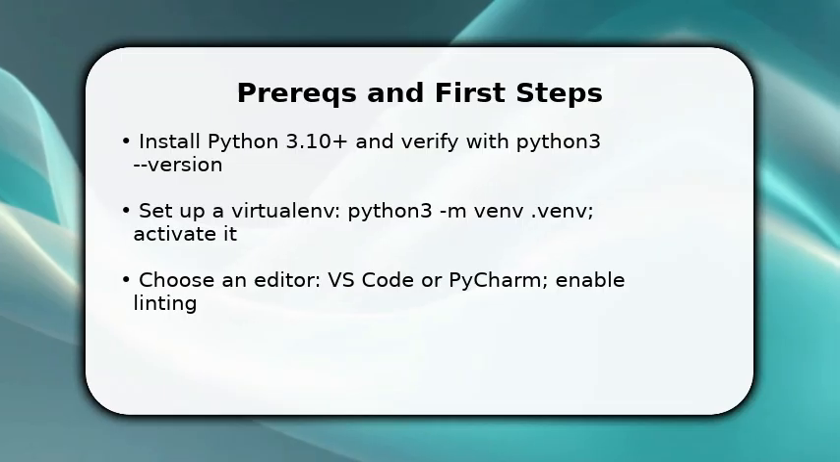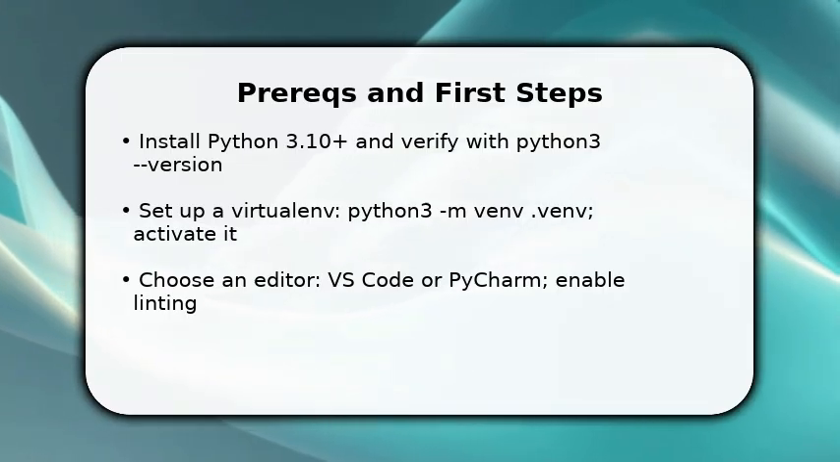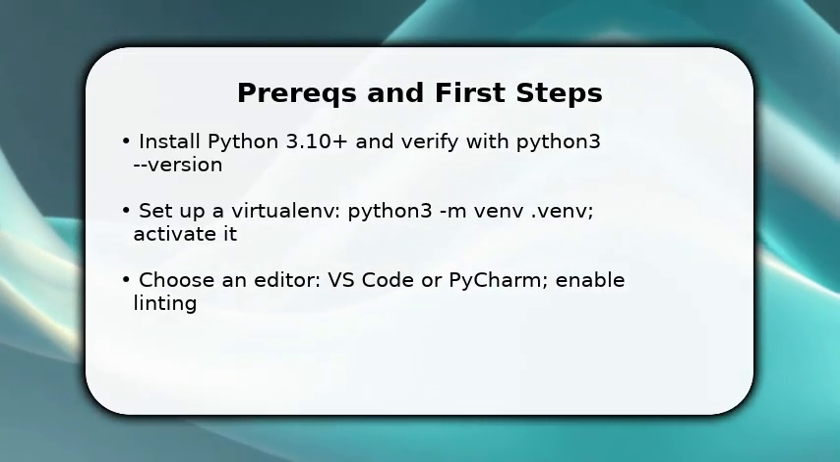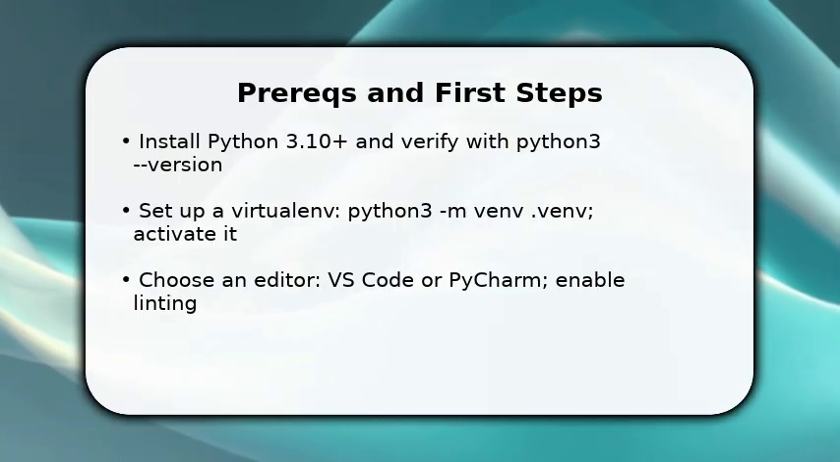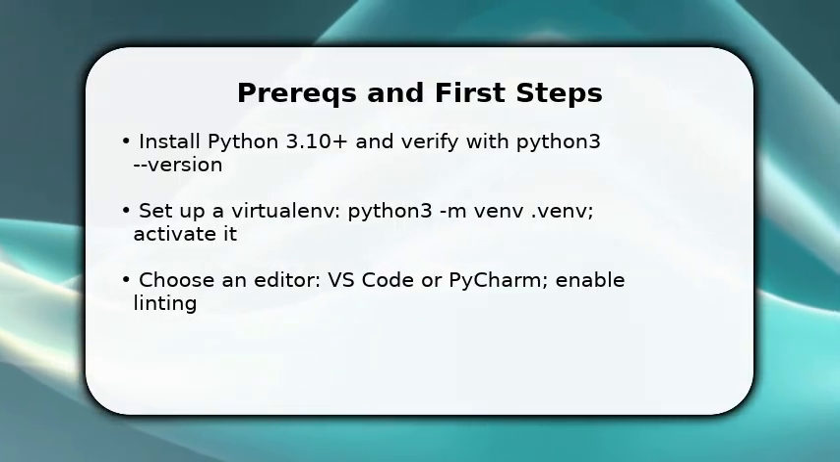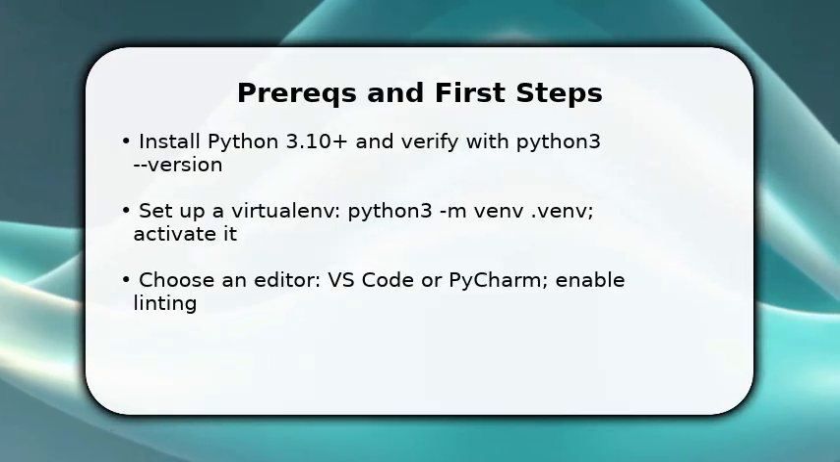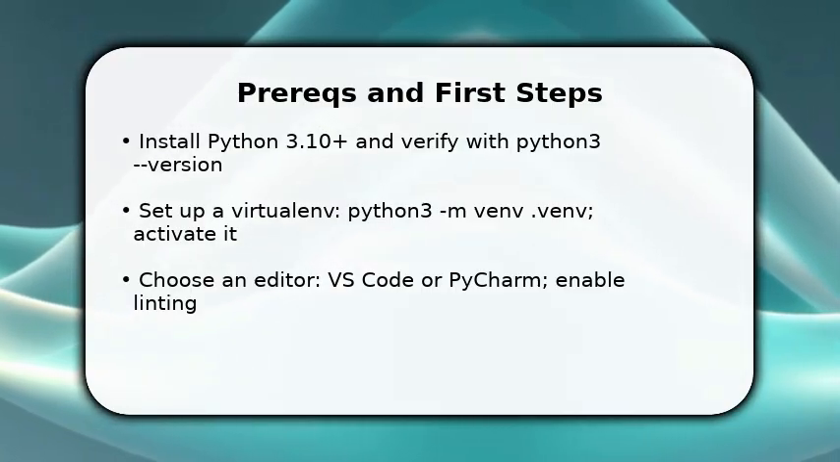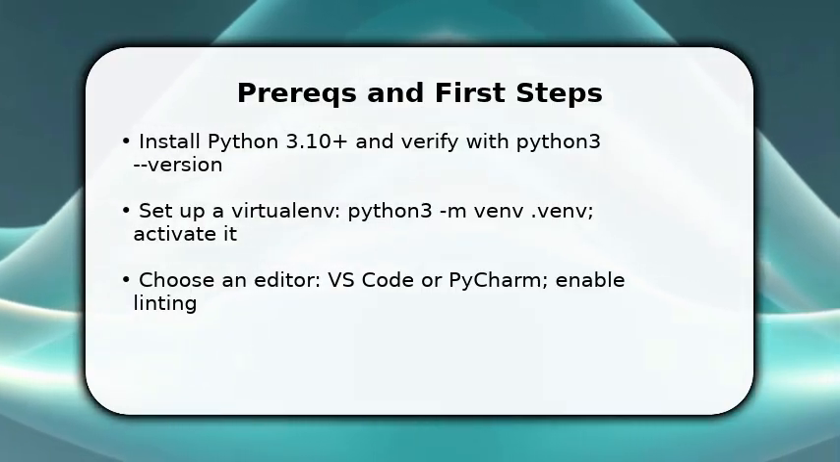Next, pick an editor with linting and debugging support so you can iterate fast. Then initialize a project folder and add a simple requirements.txt. Make sure to commit an initial Git repo. These steps get you coding immediately and keep the environment reproducible.